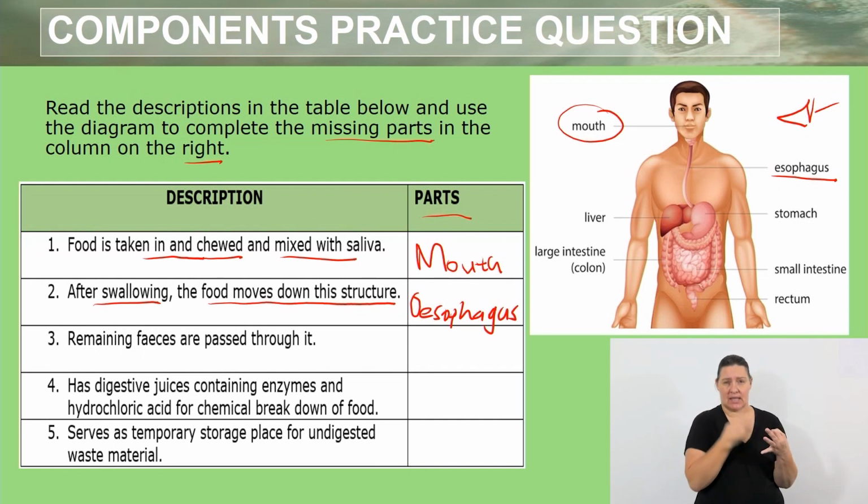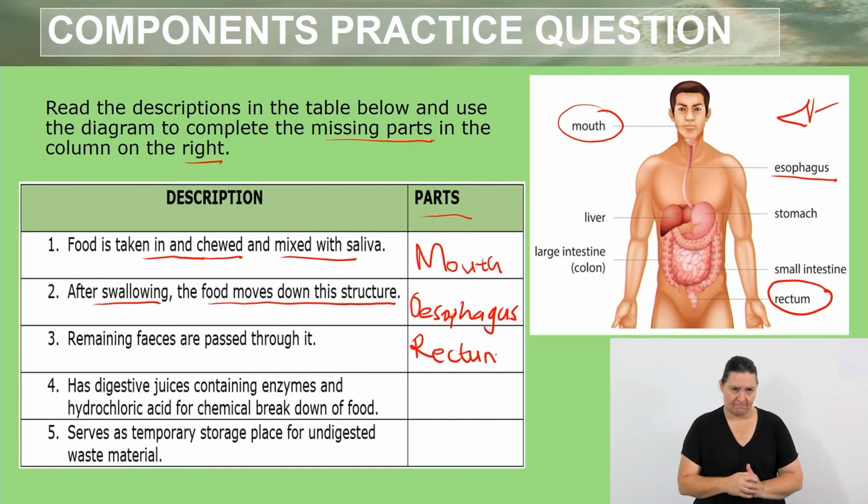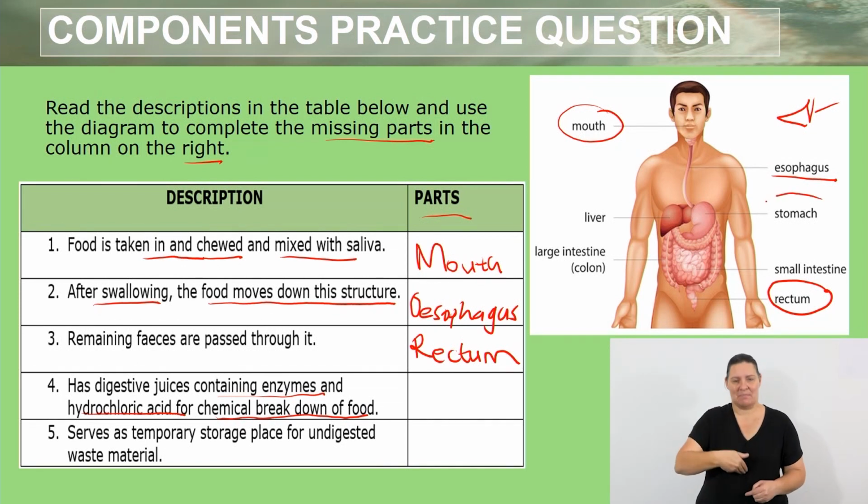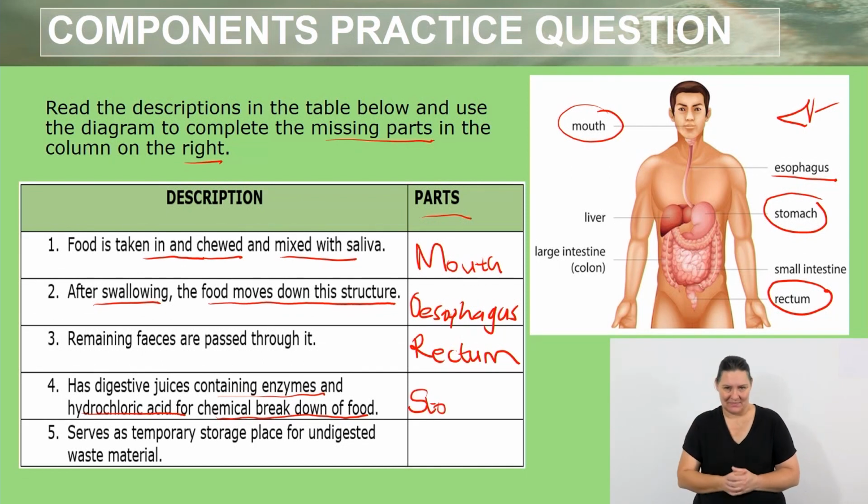And then the third one says, remaining feces are passed through it. So the remaining undigested waste is passed through this part or this structure. And that is obviously our rectum. Rectum. Then number 4, it has digestive juices containing enzymes and hydrochloric acid for chemical breakdown of food. So that part is obviously our stomach. I think that the hydrochloric acid gave it away. So that is our stomach.